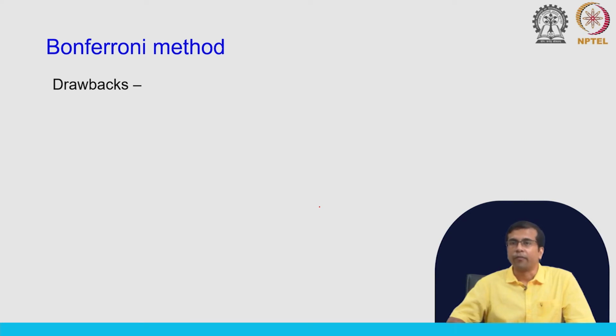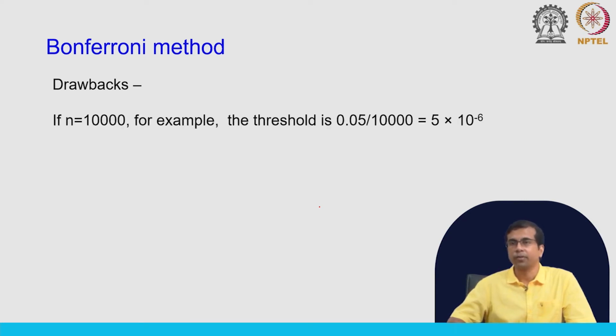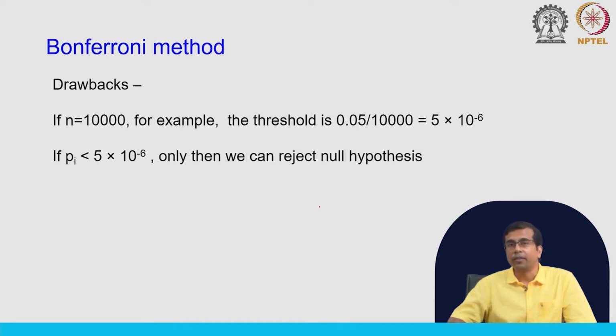What are the drawbacks of Bonferroni correction? One of the things you can probably imagine: if n equals 10,000, for example, the threshold is 0.05 divided by 10,000, so it becomes 5 into 10 to the power minus 6. If you are doing more statistical tests, this value will be reduced much further, so you will get maybe 10 to the minus 7 or 10 to the minus 8 as cutoffs. Only if pi is less than 5 into 10 to the minus 6 can we reject the null hypothesis. So, this is a very stringent cutoff, and very rarely will we get pi values this low.